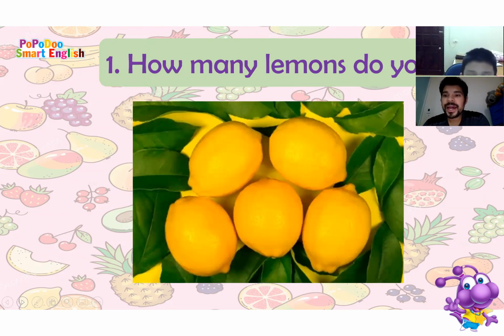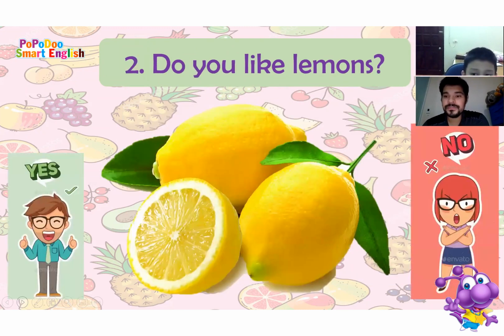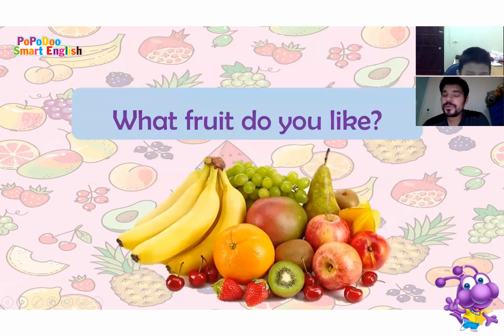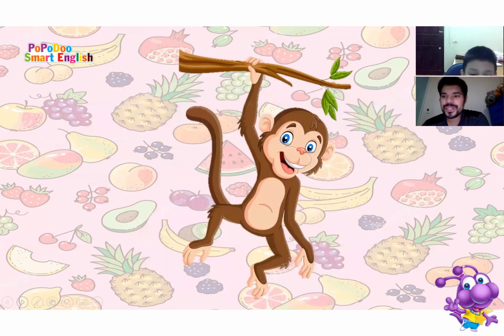Okay, tell me, how many lemons do you see? Five lemons, okay, good. Do you like lemons? Yes, I do. Okay, good. All right, what fruit do you like? What fruit do you like? Peaches and grapes. Oh, peaches and grapes. Okay, very good. All right, and what do you see here?